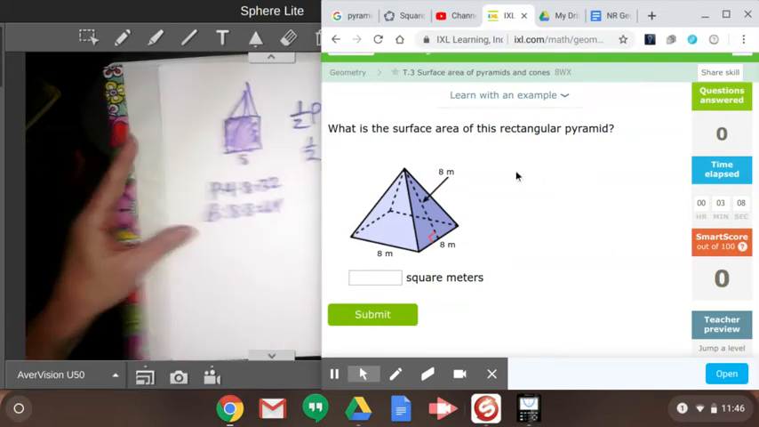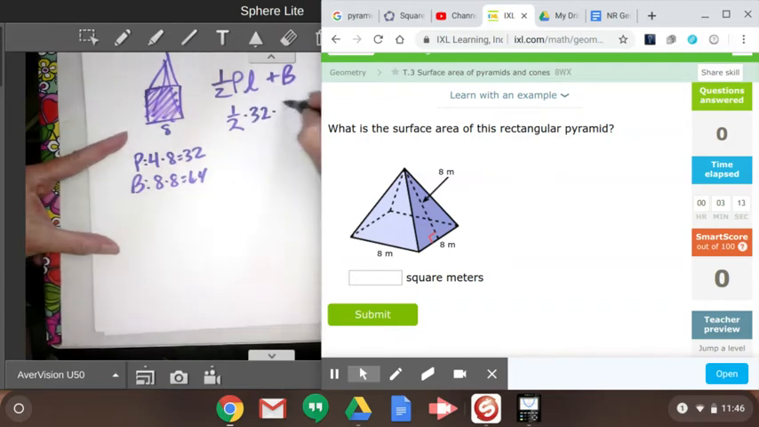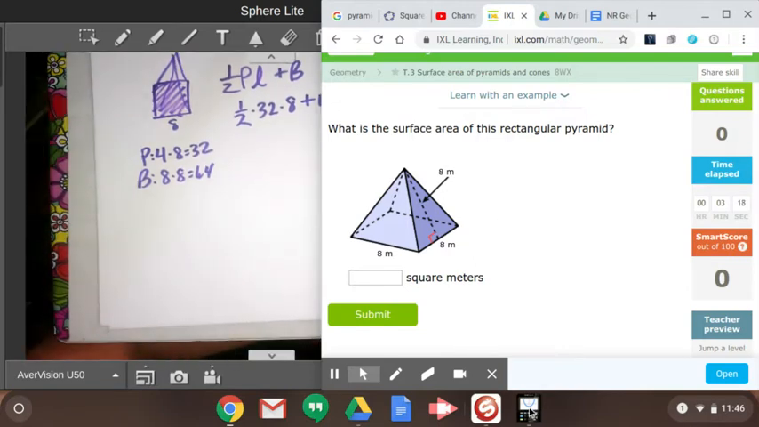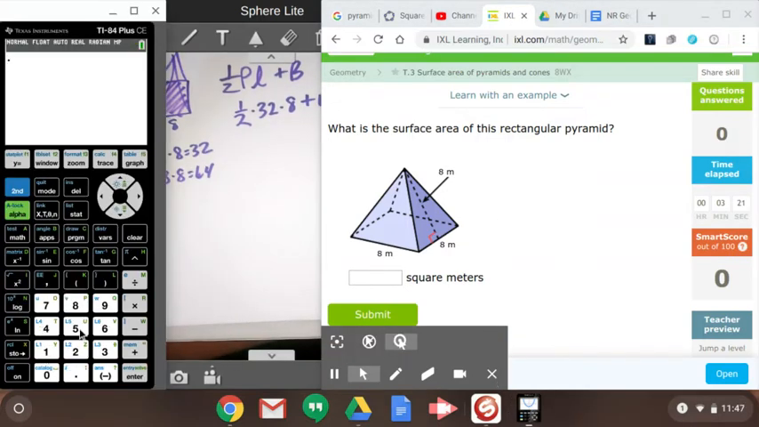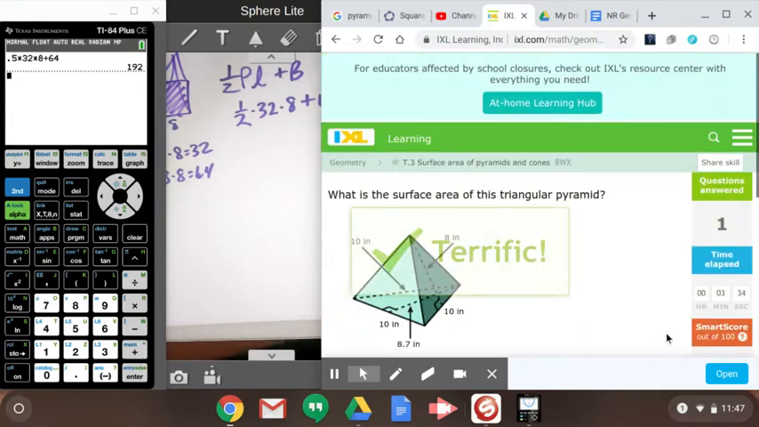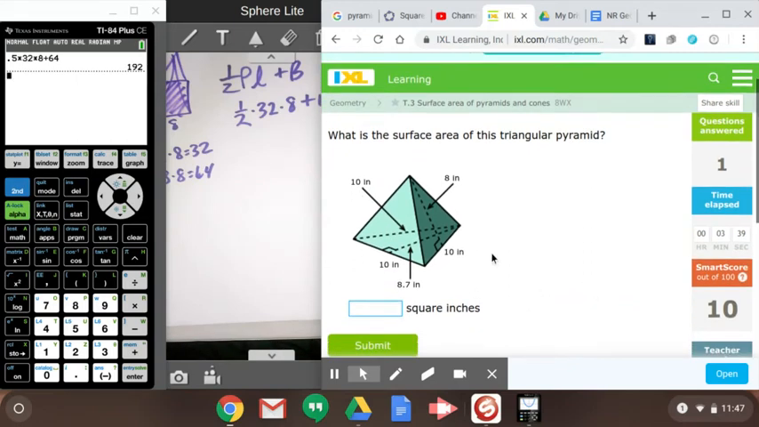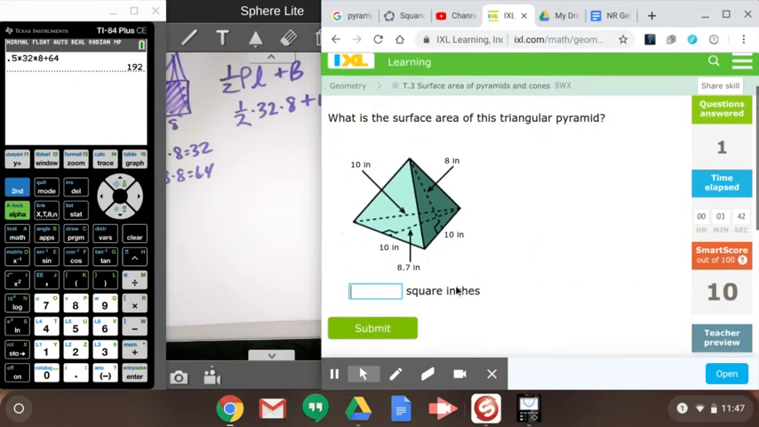So we're going to do 1/2 times 32. Our slant height is also 8, plus the area of the base is 64. And then I'm going to grab my calculator, and I'm going to do 0.5 times 32 times 8 plus 64. And that is 192. Terrific.